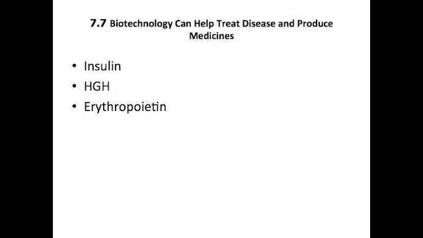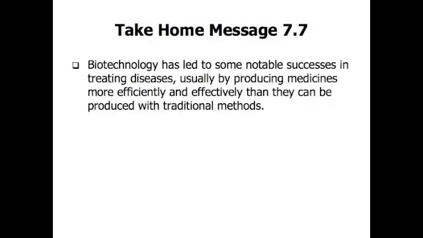And with animal species that are used to create medicines, we call these animals farm animals. And I'm not talking F-A-R-M, I'm talking P-H-A-R-M. Pharm animals. And that brings us to our take-home message for section 7.7. Biotechnology has led to some notable successes in treating diseases, usually by producing medicines more efficiently and effectively than they can be produced with the traditional methods.